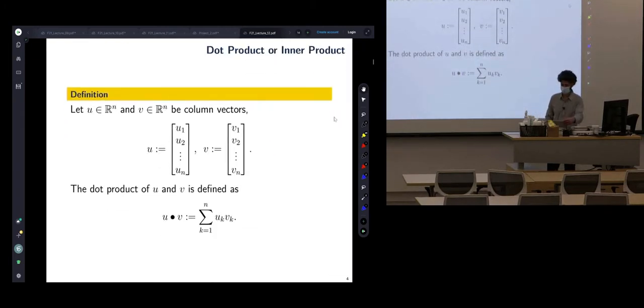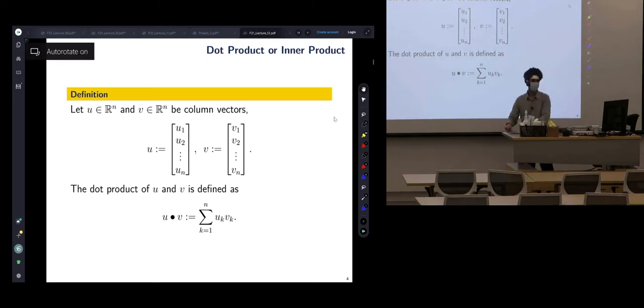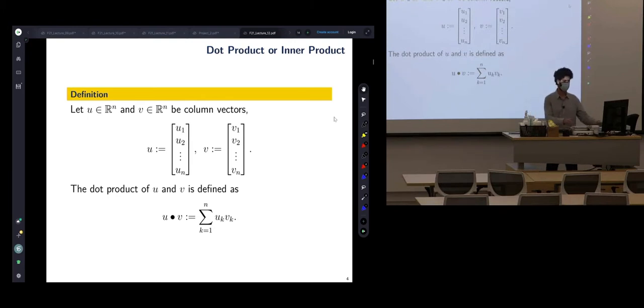So the first thing we need to cover is the dot product. Many of you probably have seen the dot product before, and maybe you've been waiting for it to show up at some point. We never talked about it. Today, finally, we're going to cover the dot product.